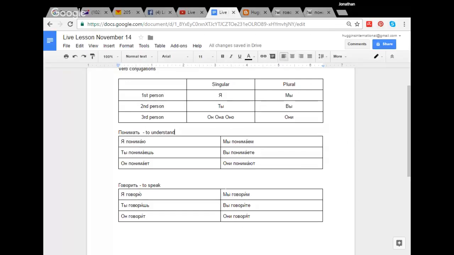So here, to conjugate this verb, to understand, we take off this ending, the T and the soft sign. And here we're adding this ending, ю, понимаю. So you notice on this one we have the stress in there. So you have понимаю, понимаешь, понимает, понимаем, понимаете, понимают.